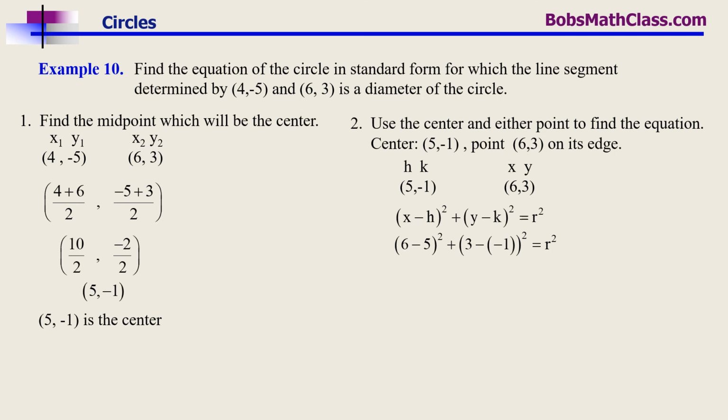So (6 - 5) squared plus (3 - (-1)) squared equals r squared. 6 minus 5 squared is 1. 3 minus negative 1 is 4. Square them both. That's 1 plus 16, which is 17. That's just about it. We got our r squared. Now we can write the final standard form, just using h, k, and r squared.